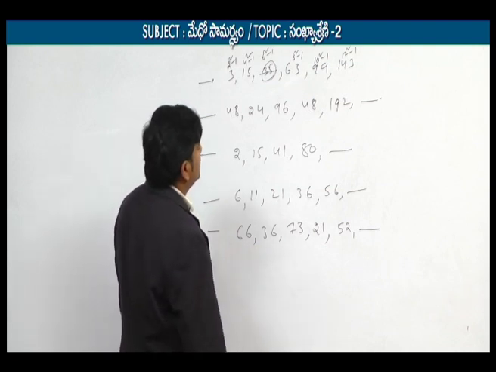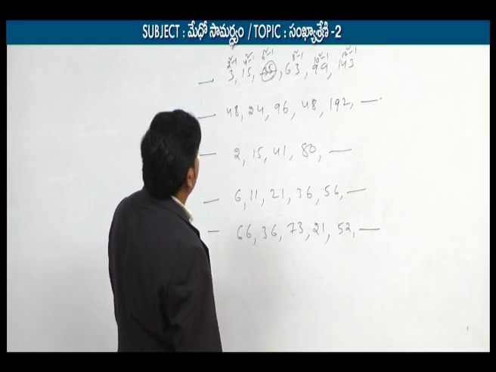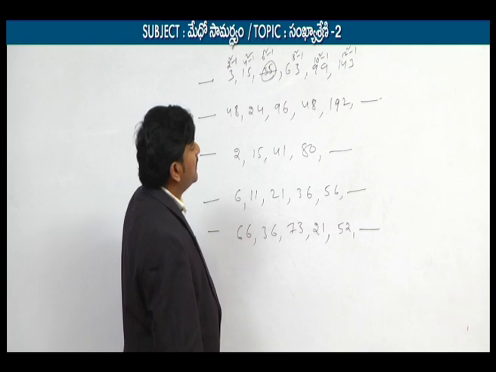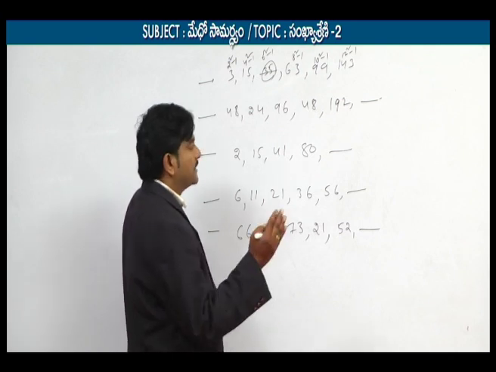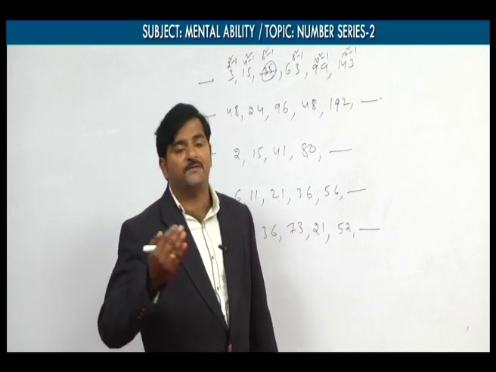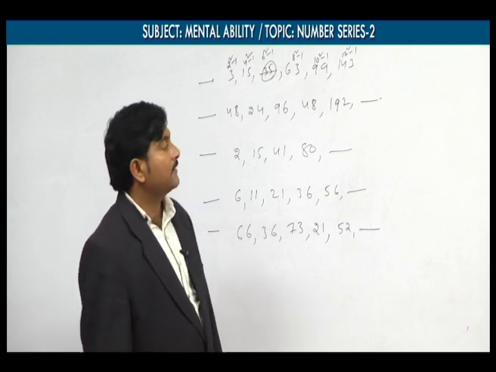Now think about this. It's 48, 24, 96, 48, 192, dash. If you will observe here, series is increased gradually, not rapidly. Series is simply increased gradually.